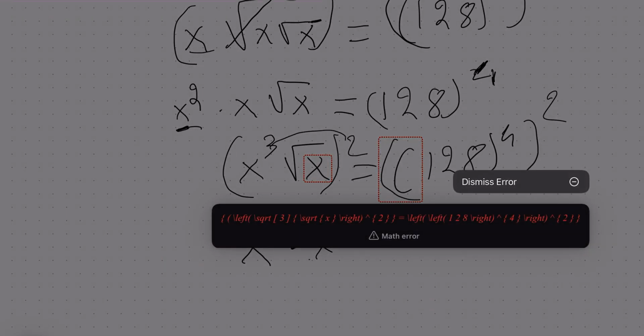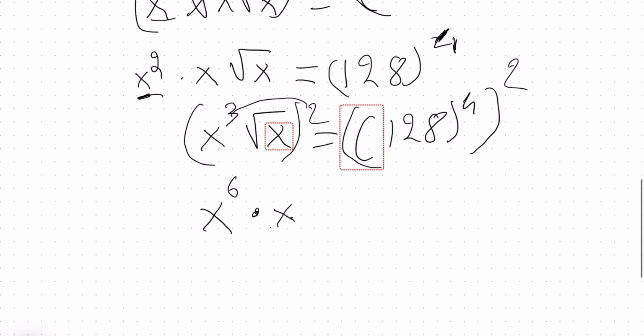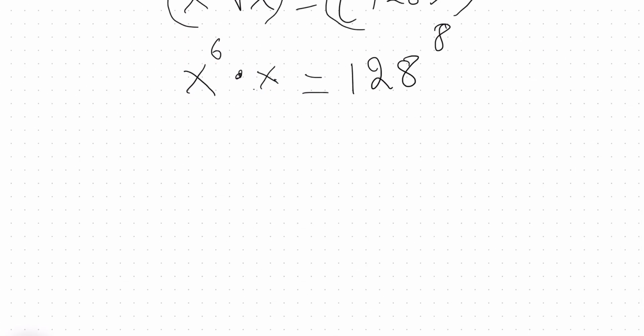And then what you have is this is equal to 128 to the power of 4 squared. So that's 128 to the power of 8. Right now, on the left-hand side, we can simplify. x to the 6 times x is simply x to the 7. So you have x to the 7 is equal to 128 to the power of 8.